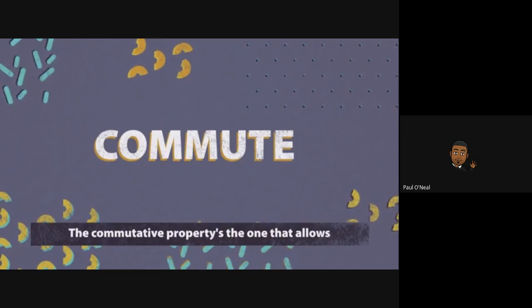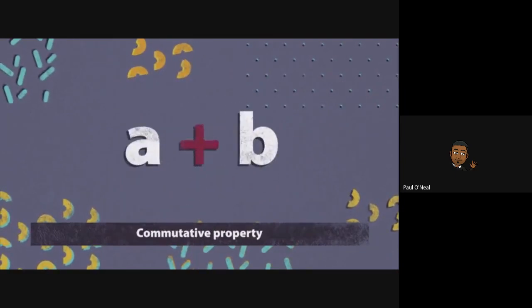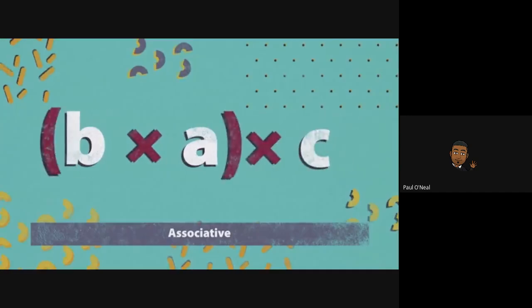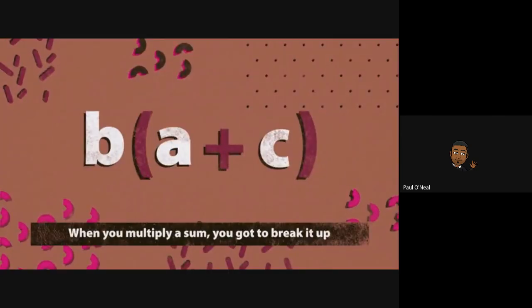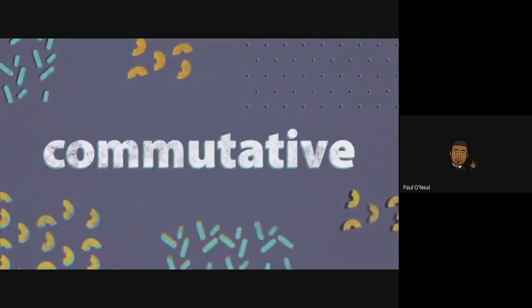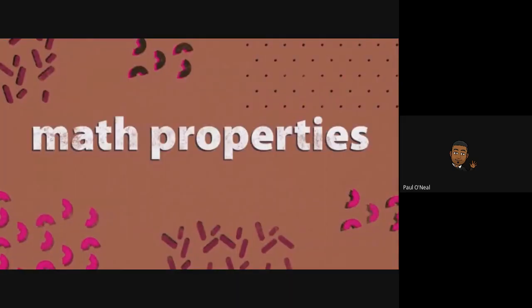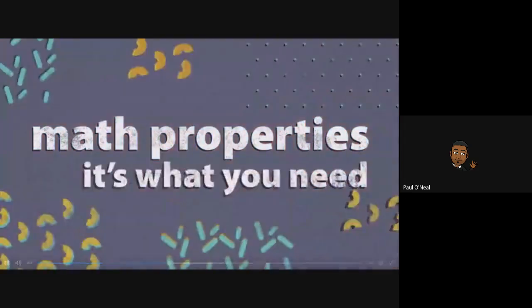The commutative property's the one that allows us to write the numbers down, then move the numbers round. A commutative property in any order, you can add and multiply. Associative, you could group the terms any way you like. And now the last one, when you multiply a sum, you gotta break it up. That's distributive property, it's gotta be commutative, associative, distributive, all 3. Math properties, it's what you need.